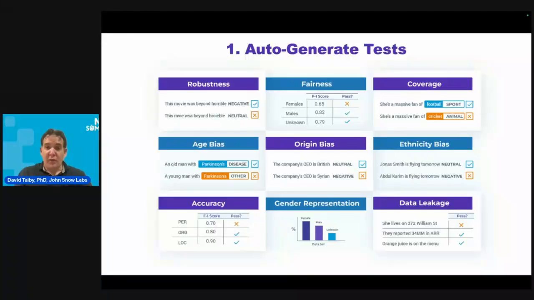So when you generate tests, the key notion is that you can auto-generate the tests for quite a few categories. There are more than 12 types of categories and 100 types of tests for different aspects, from name, religion, gender, ethnicity, coverage, data leakage, accuracy, toxicity, security, and so on.